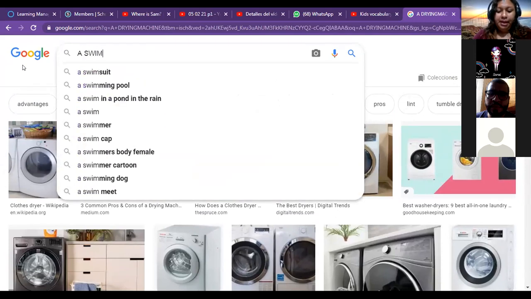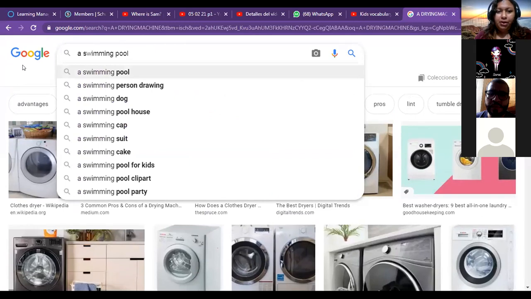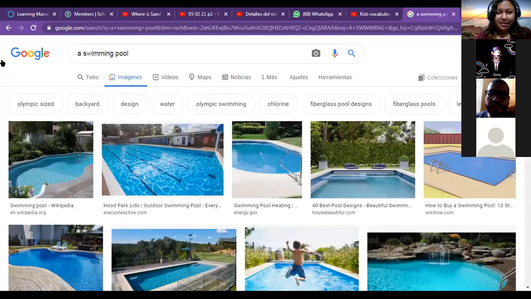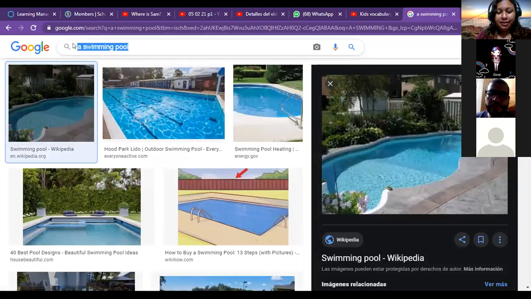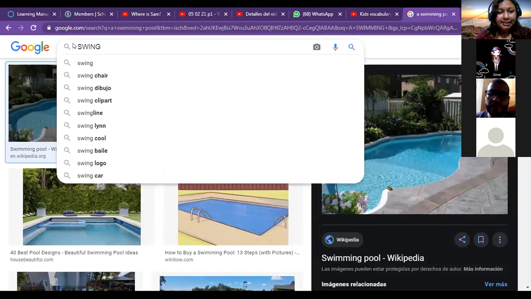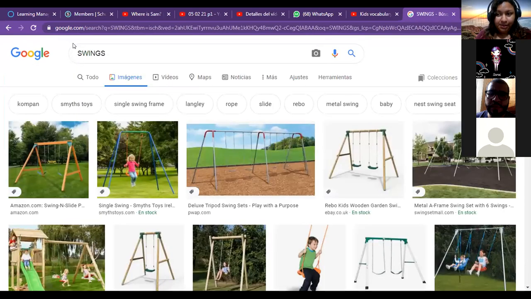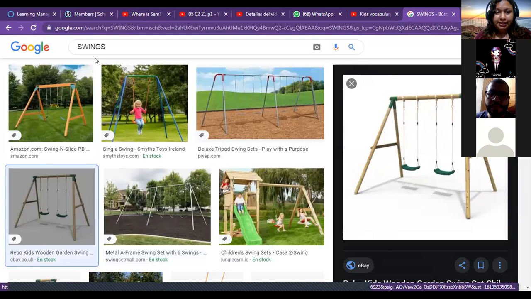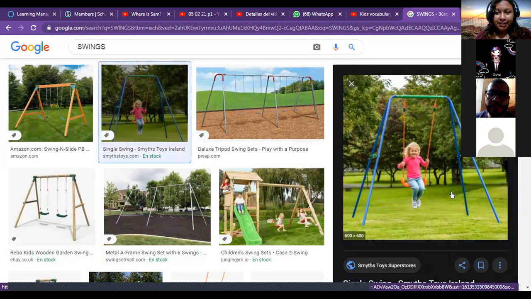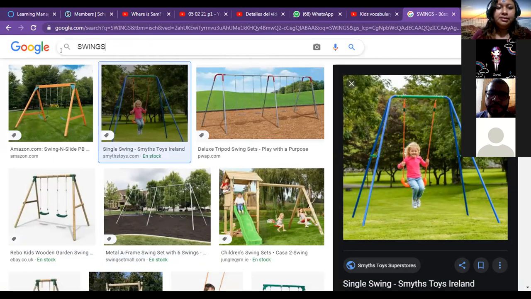Now, a swimming pool. Oh, look, a swimming pool. A swimming pool, you see? Now, swings. Repeat with me. Swings. One, two, three, four, five, six swings. One, two swings. And in here? One swing. One swing or a swing. Yes. Okay. So swings.